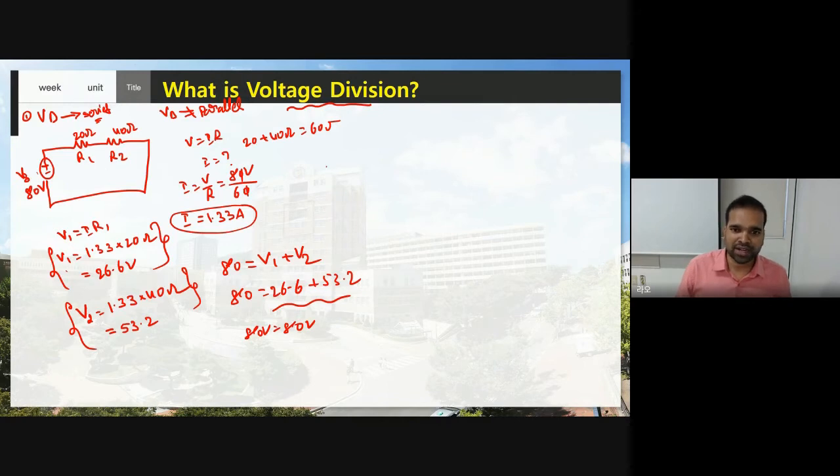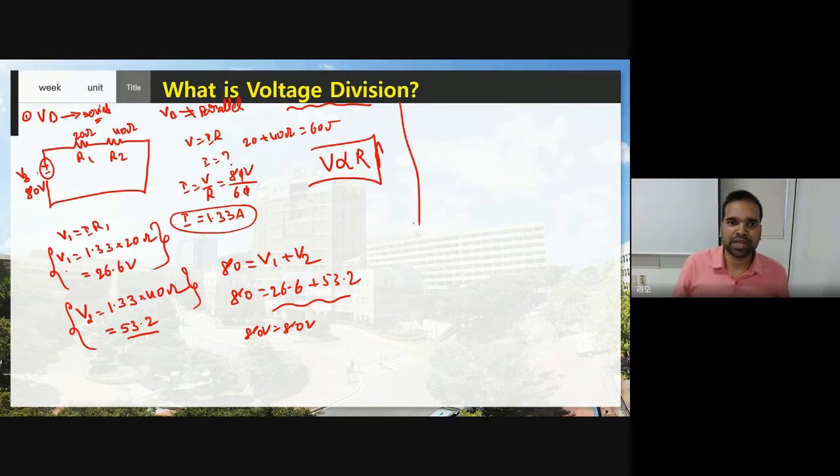So what you understood here is that the voltage drop is directly proportional to the resistance value. See here, the 40 ohm is the highest resistance value, therefore the voltage drop is greater, 53.2. R1 has a low resistance value, and the voltage drop is 26.6. If you increase the resistance value, the voltage drop will increase.